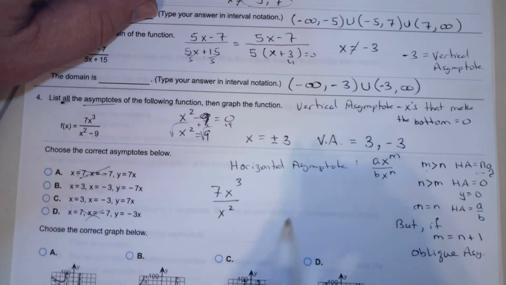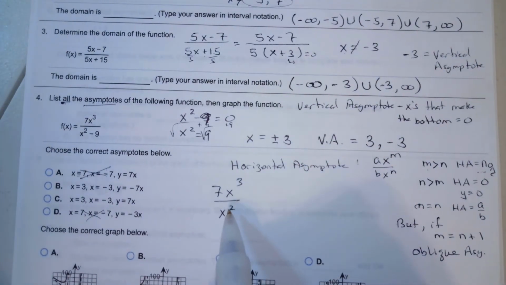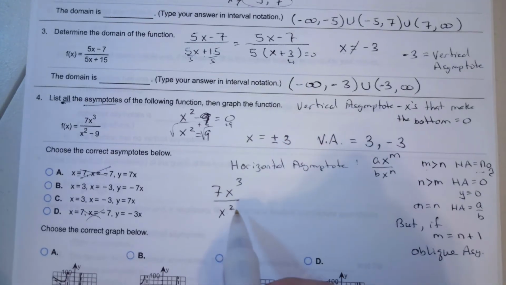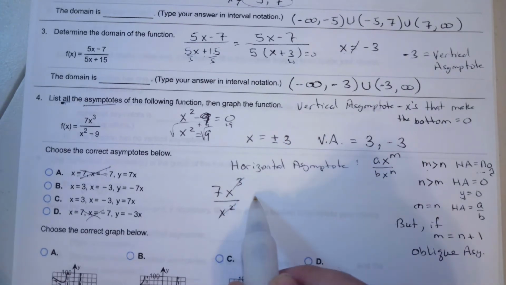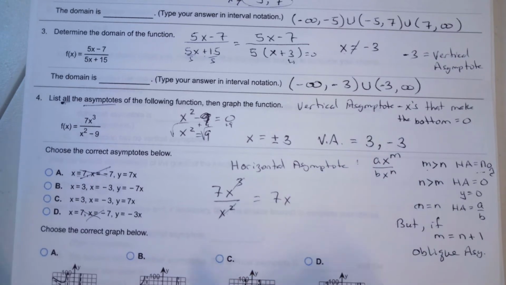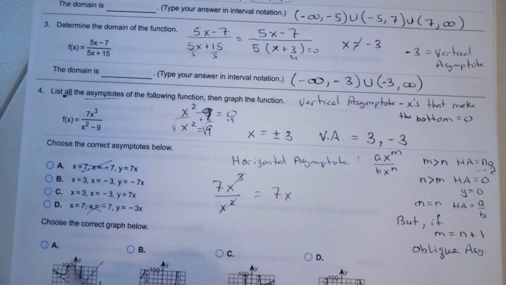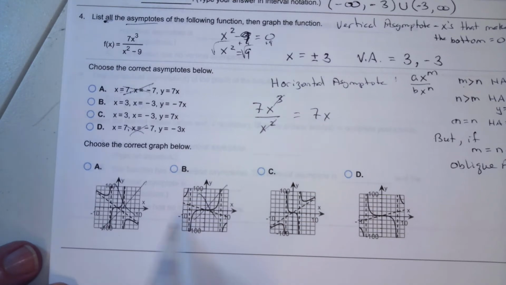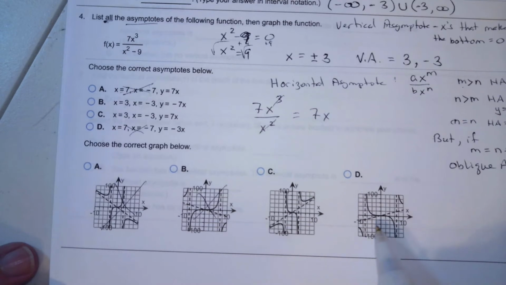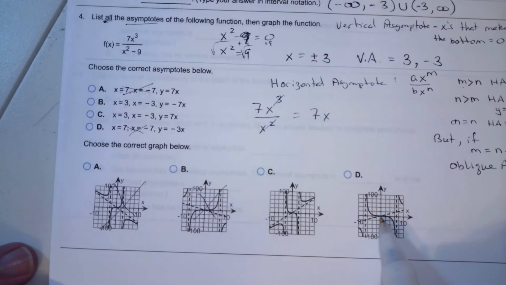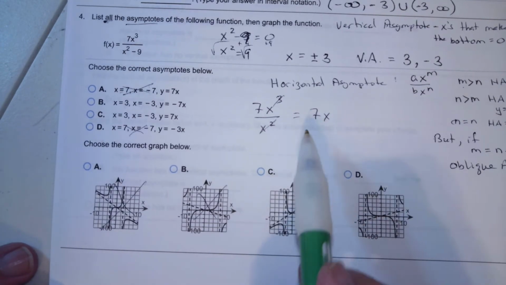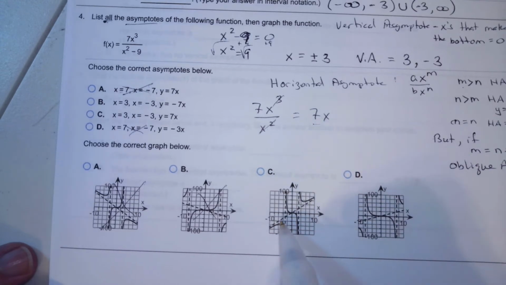So all we do here is we just do long division, but in this case it's just simple. So the oblique is 7x. So it can't be that one because it's negative. Can't be that one because it's negative. Can't be the first two because they're negative. This one, D, is too slow because it's 7 times x, so it's a very steep one. So it's got to be C.